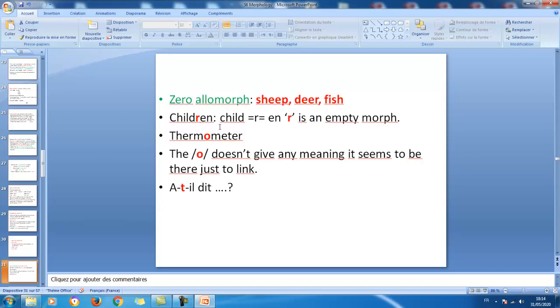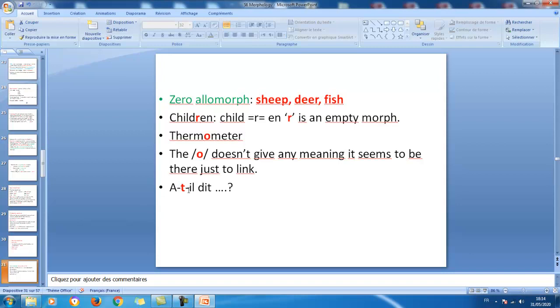Now what about the case of children? In children it seems we have got child plus this r plus en. Why do we separate en here? Because this en can be found in other words like ox, oxen. And we have got some other words here. Now which means that the r which is left in here is called an empty morph. It's something that exists, it is pronounced, but it stands for no meaning. It has no significance here, so it is called an empty morph.